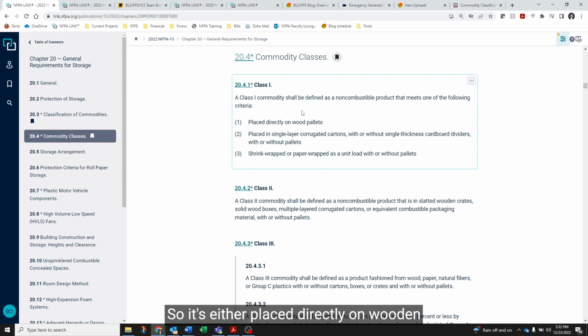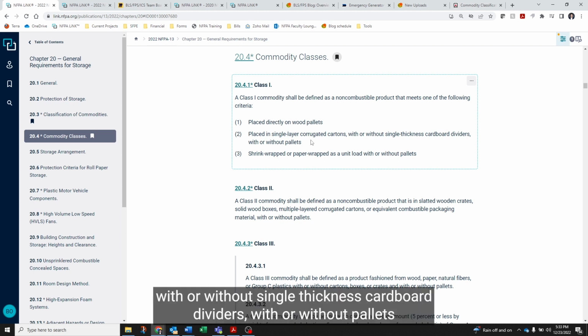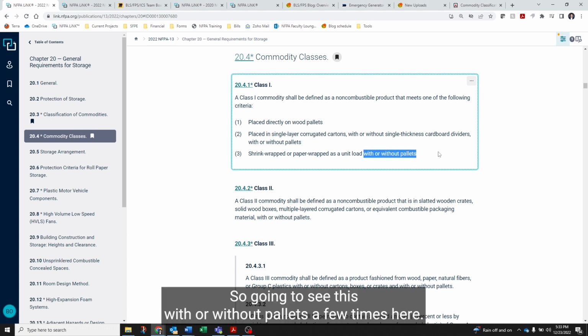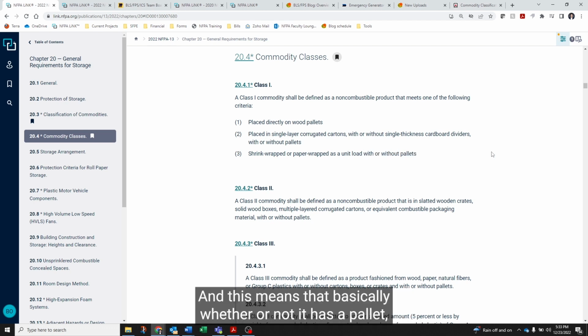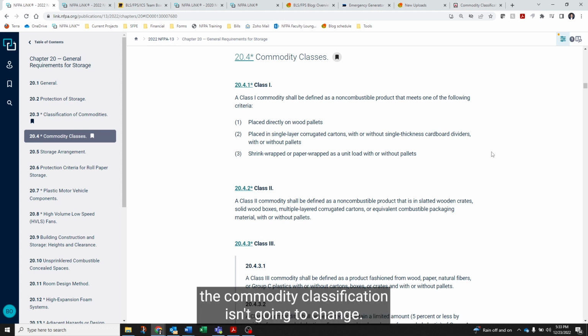So it's either placed directly on wooden pallets, it's placed in a single layered cardboard box, with or without single thickness cardboard dividers, with or without pallets, or shrink wrapped or paper wrapped as a unit load, with or without pallets. So we're going to see this with or without pallets a few times here, and this means that basically whether or not it has a pallet, the commodity classification isn't going to change.